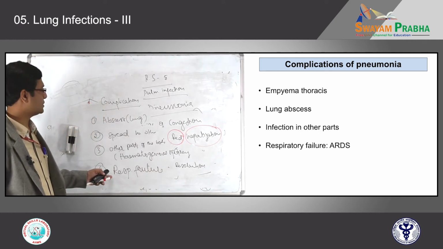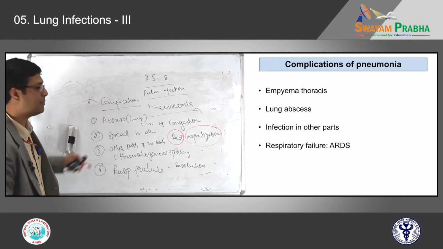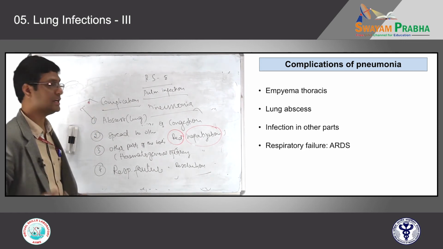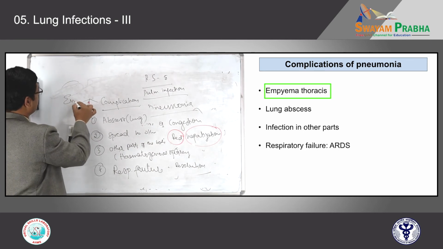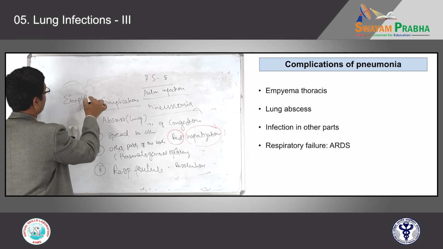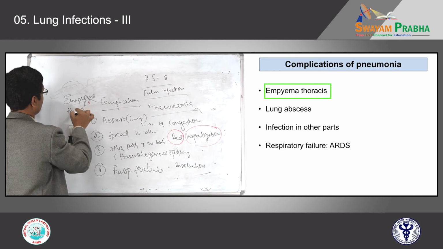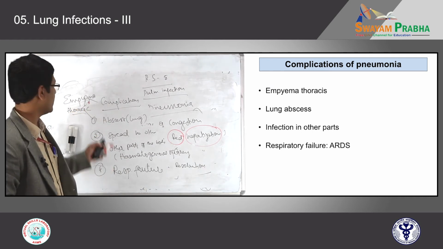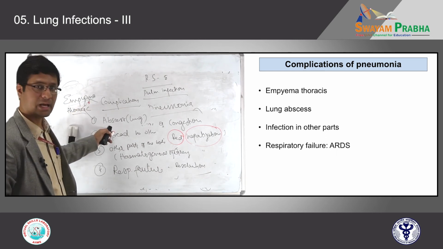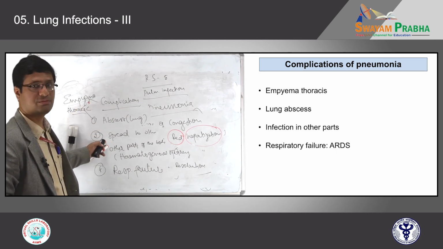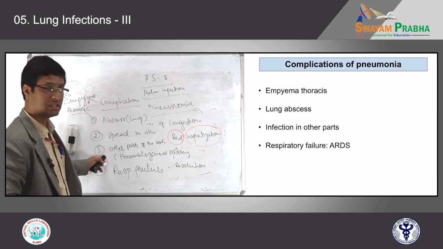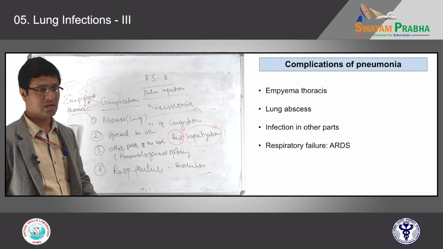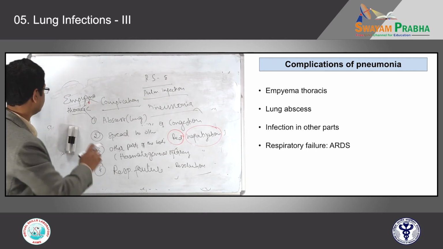These are the complications. If you have lung abscess, what all can happen? The abscess can rupture into the thoracic cavity, leading to empyema thoracis. So these are the complications of pneumonia: empyema thoracis, lung abscess, spread of the infection to the other parts of the lung and other organs by hematogenous spread, and ultimately if it is severe, it causes severe respiratory failure.